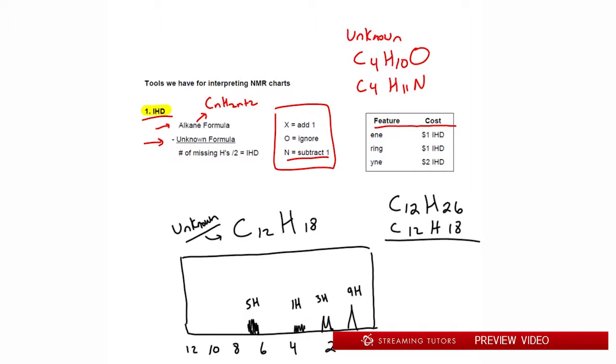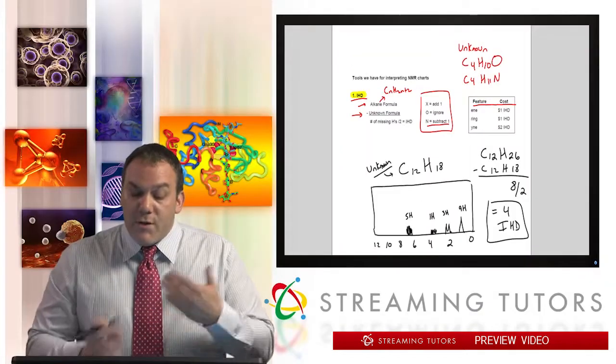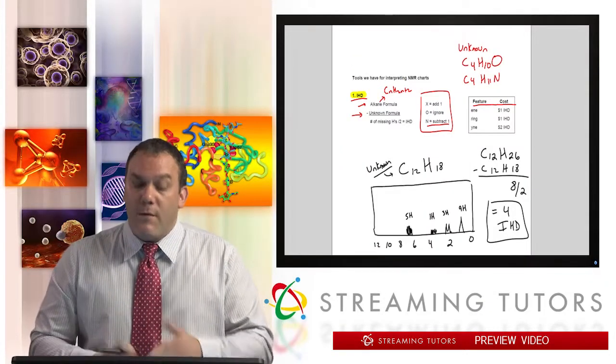All right. So how many H's are we missing? Well, we're missing 8 H's when you subtract this. Divided by 2 equals 4. So our IHD equals 4. So that means that we can have double bonds, triple bonds, rings, and so on. But we don't know. That's all we get from this first step. We just know that we have an IHD of 4, and we're going to keep that in mind.